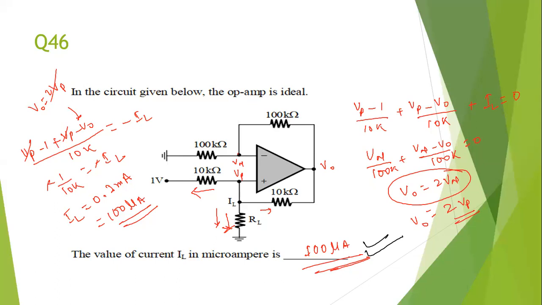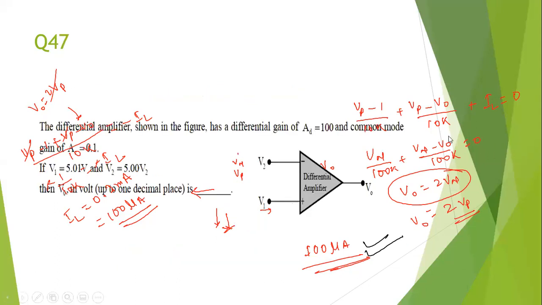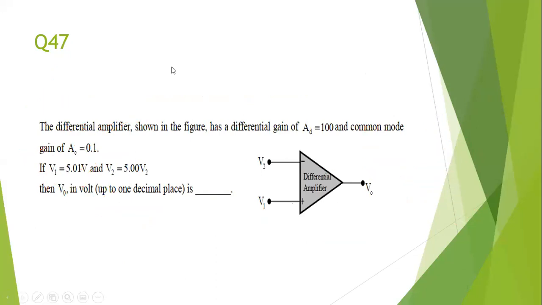Now, my dear students, I'm going to discuss the next question, question number 47, from the differential amplifier. This is one of the best questions from your differential amplifier. In this question, the value of V1 is given as 5.01 volt. The value of V2 is 5 volt. Then V0 is equal to what? You have to find it, given AD and AC.